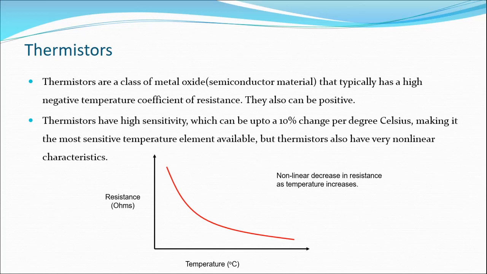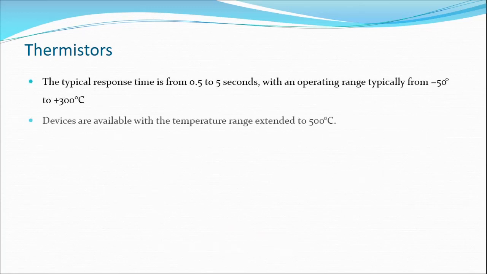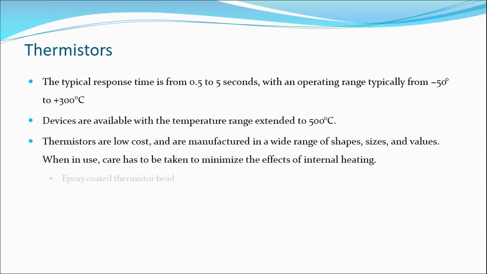But thermistors also have very nonlinear characteristics, as you see. The curve indicates the nonlinear characteristics of NTC type thermistors. Nonlinear means its resistance decreases as temperature increases. The typical response time for the thermistor is 0.5 to 5 seconds with an operating range typically from minus 50 degrees Celsius to plus 300 degrees Celsius. These devices are also available with a temperature range up to 500 degrees Celsius. Thermistors are low cost and manufactured in a wide range of shapes, sizes and values.